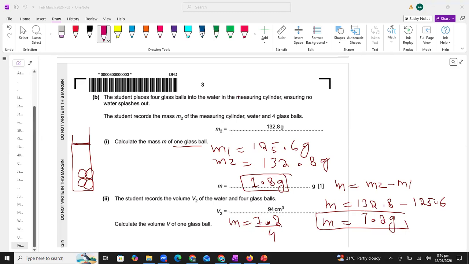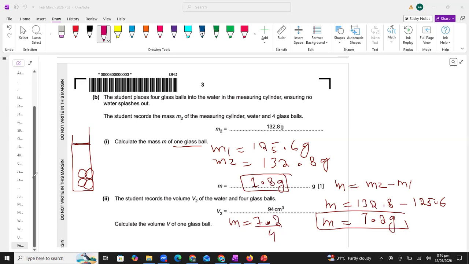Is it clear to you, students? Did you understand this question, beta? Assalamu alaikum, Ania. We are solving students Feb March 2026, paper 6, variant 2. Okay, done.